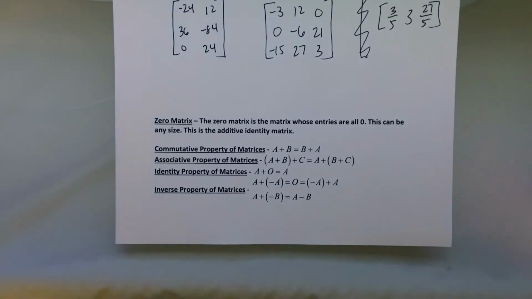One thing to note, the zero matrix is just a matrix with all zeros entered in for all elements of the matrix. It could be any size. And this is the additive identity matrix. So there is an additive identity in a matrix. It's the same size as whatever matrix you're talking about, and it's just zeros in all the entries.